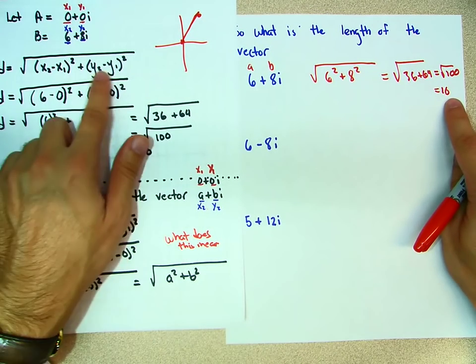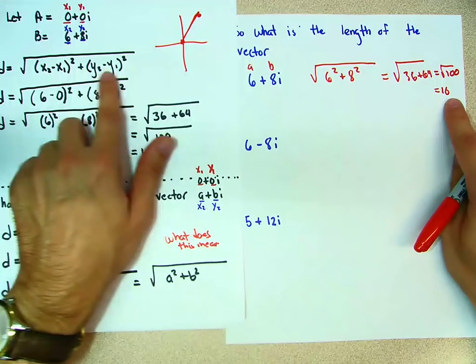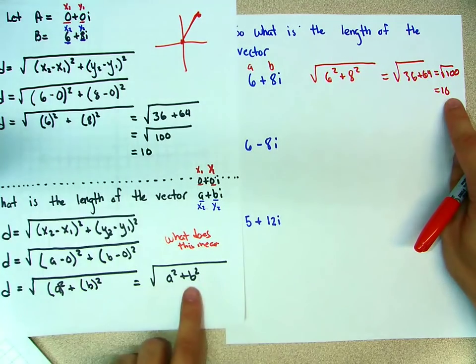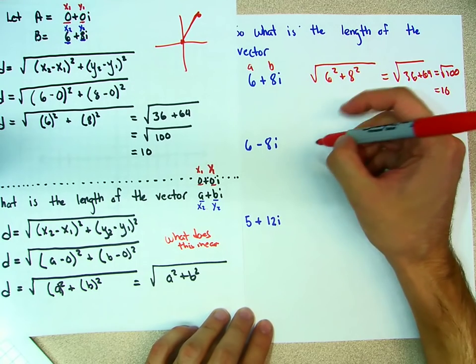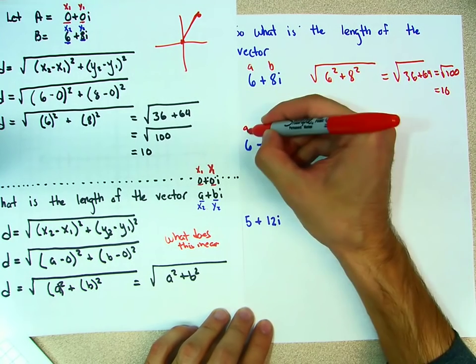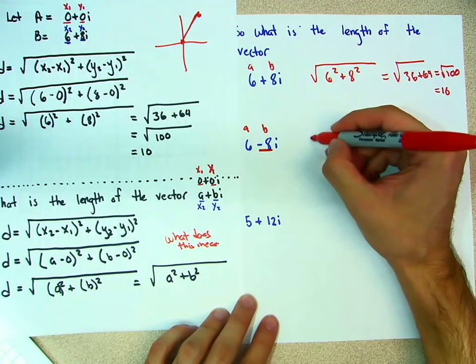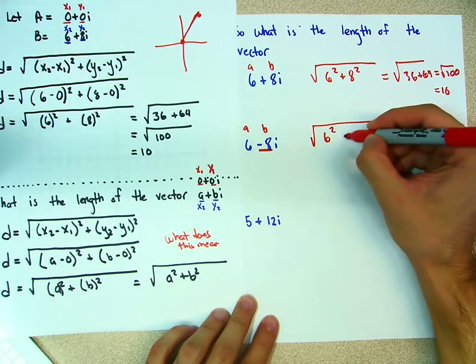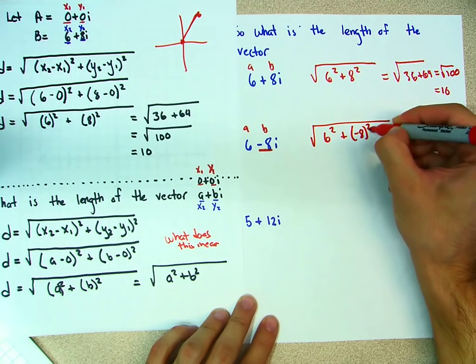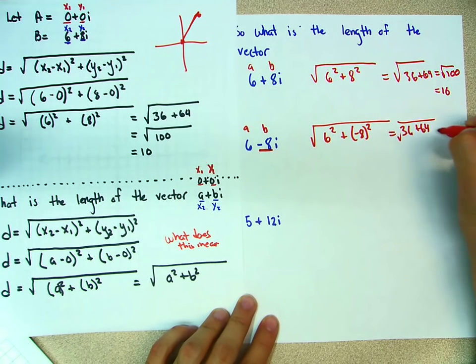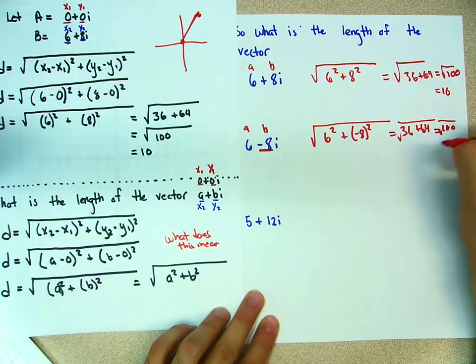Instead of using the distance formula we used before, we could just use this. It's much nicer. The same thing here. Look, this is my a, this is my b. My b is the negative 8, right? So this is just equal to the square root of 6 squared plus negative 8 squared, which is still 36 plus 64, and that's 100, and that's equal to 10.